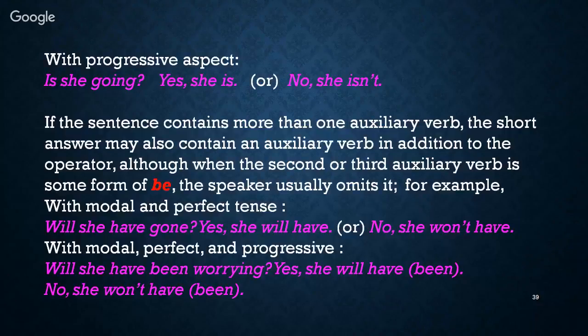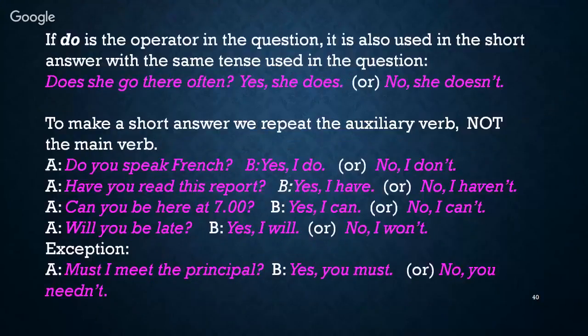But with modal, perfect and progressive, will she have been worrying? Yes, she will have, that's all. There is no necessity to add been. No, she won't have. Been is not necessary. Do is the operator in the question. It is also used in the short answer with the same tense used in the question. Does she go there often? Yes, she does. No, she doesn't.